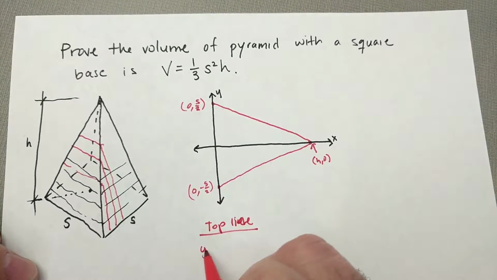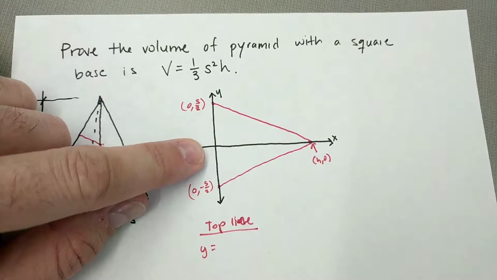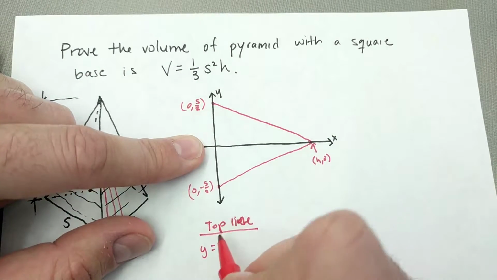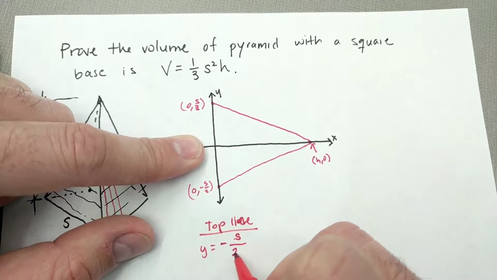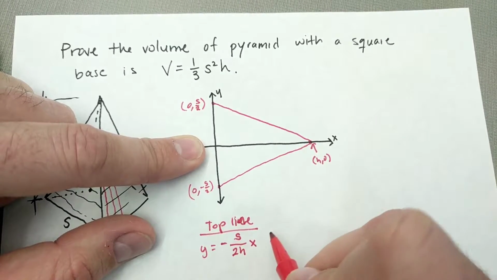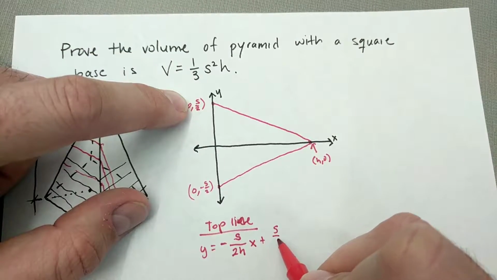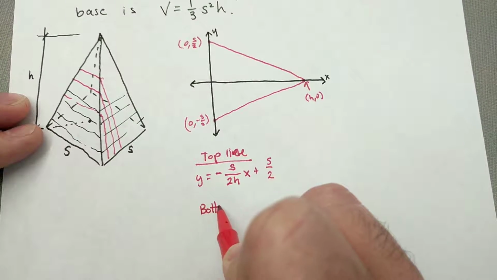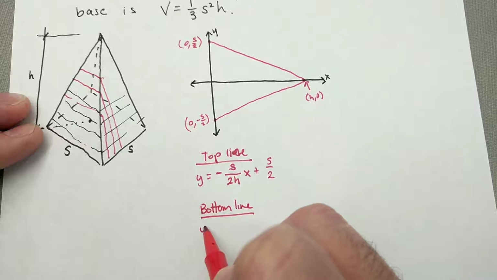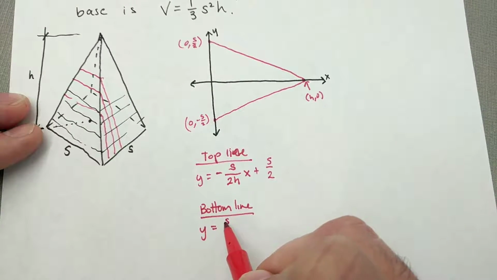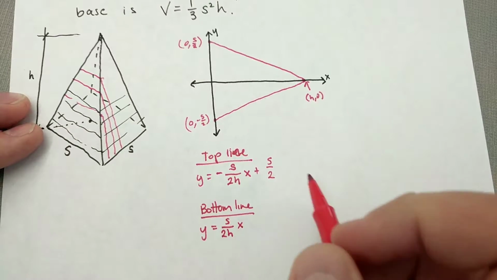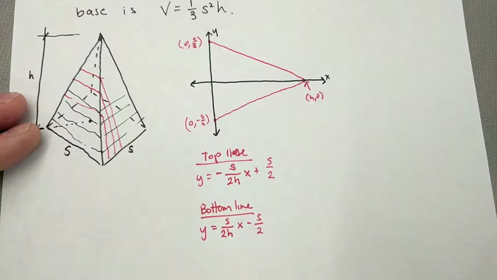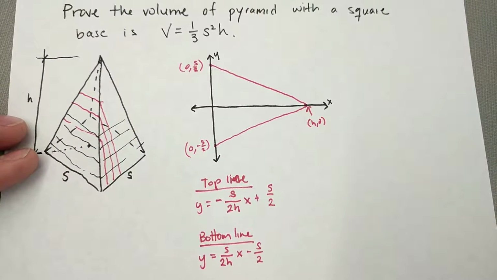That's going to be y equals, let's see, it goes down by s halves and to the right h, so s halves over h, negative s halves. So that's negative s over 2h when you simplify, x plus, and then the y-intercept is s halves. And then the bottom line is y equals, it's going to be the positive same slope, and then minus s halves. Great. All right, so we got those two pieces of info.